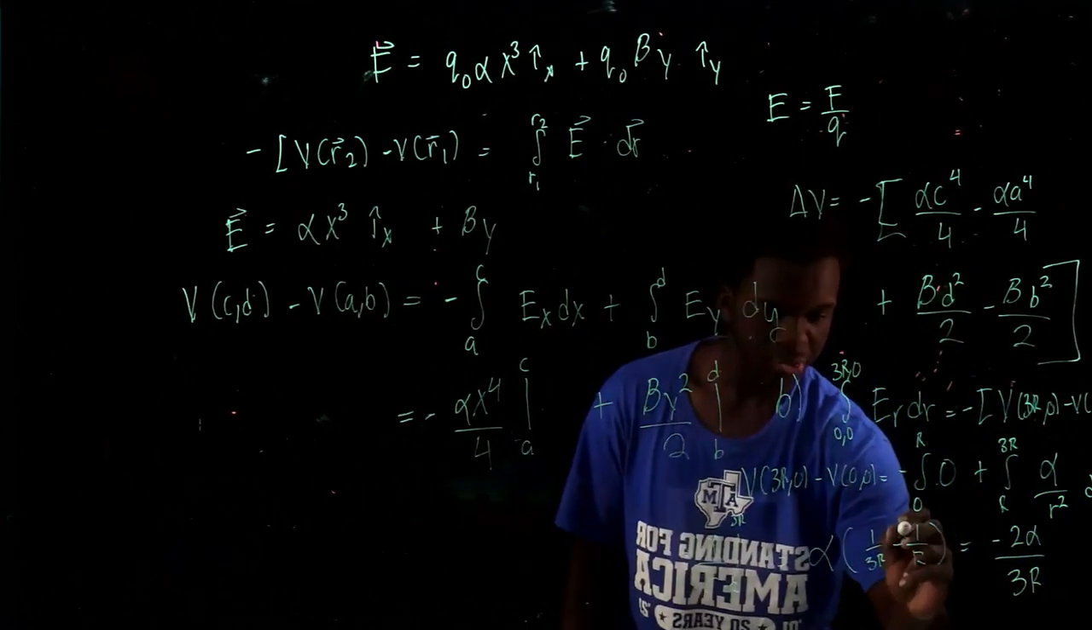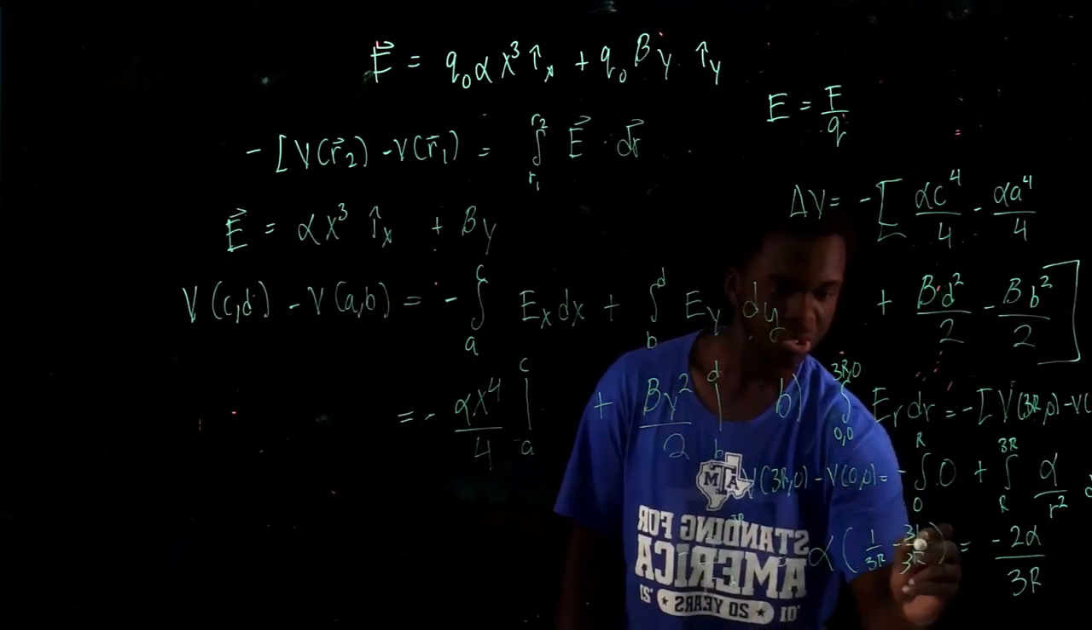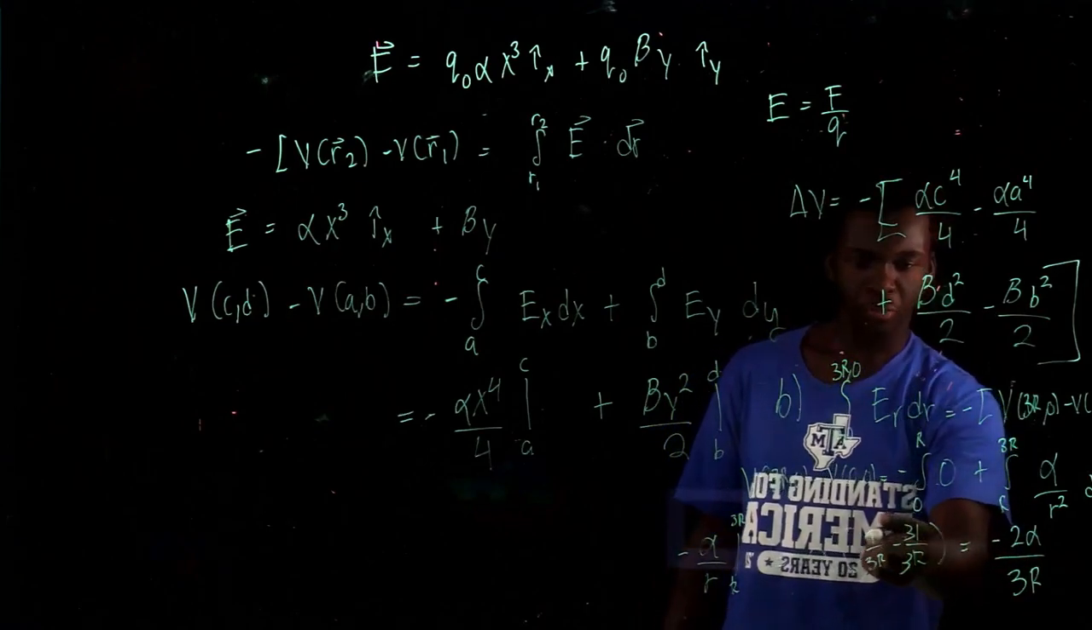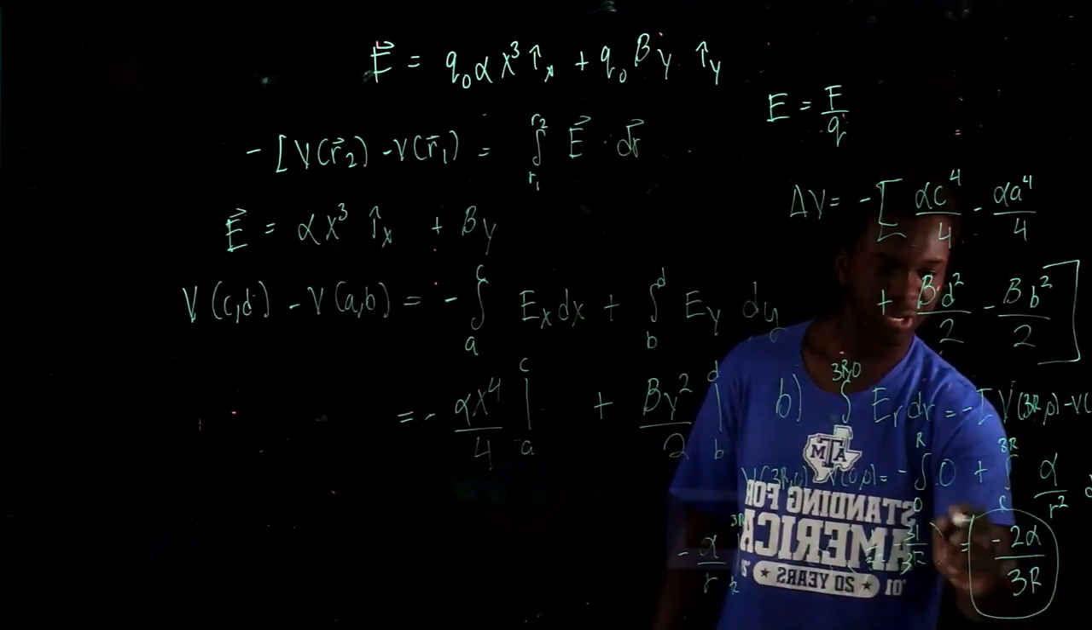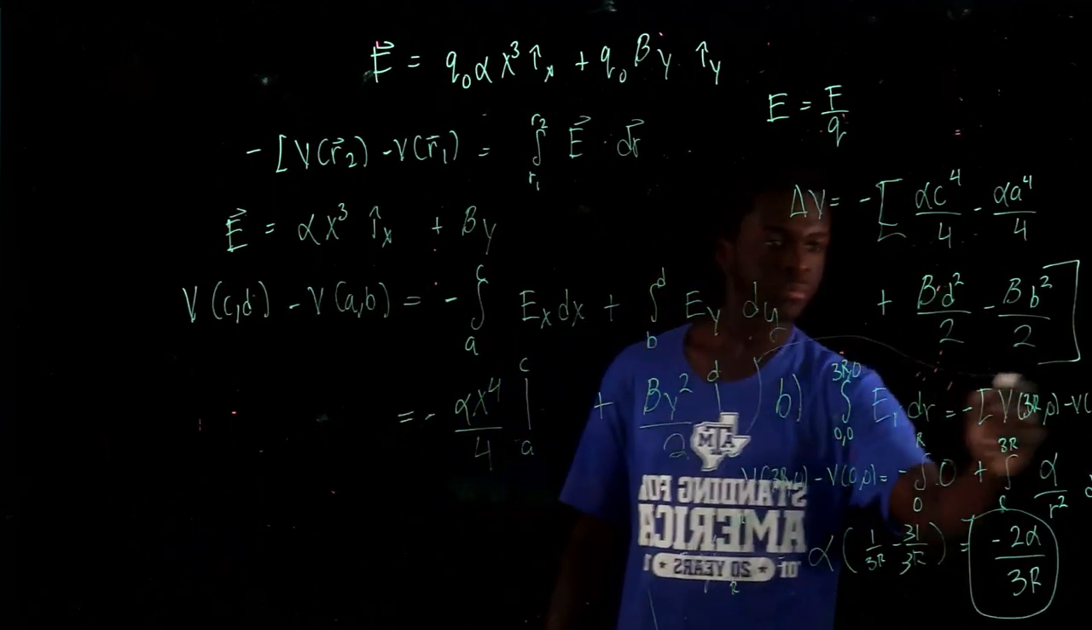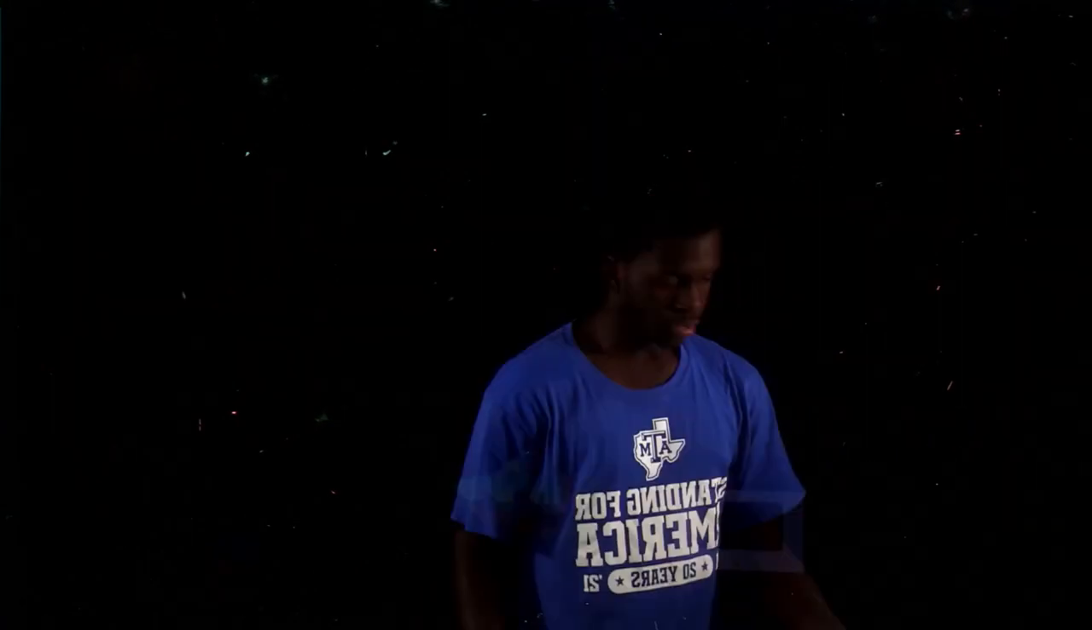Because when you multiply this by 3, it's going to be 3 over 3R, and 1 minus 3 is negative 2. And this is the final answer. And that's it for question number 3.